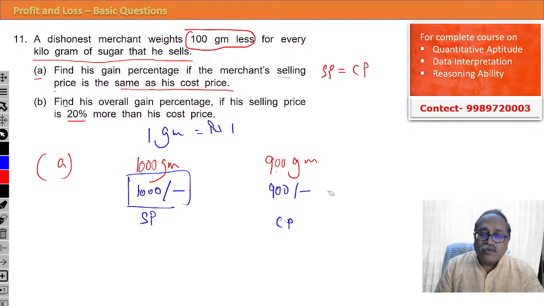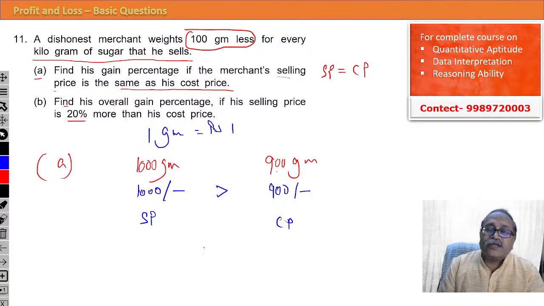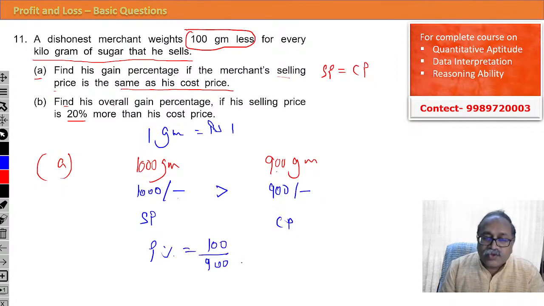So overall, what is the profit percentage? So I can notice that the selling price is greater than cost price. How much greater? 100 greater. So the profit percentage is equal to 100 over 900, which is 1 by 9, which is 11.11%.